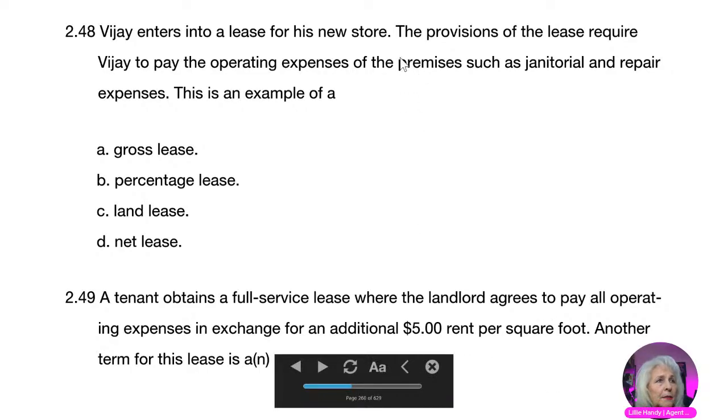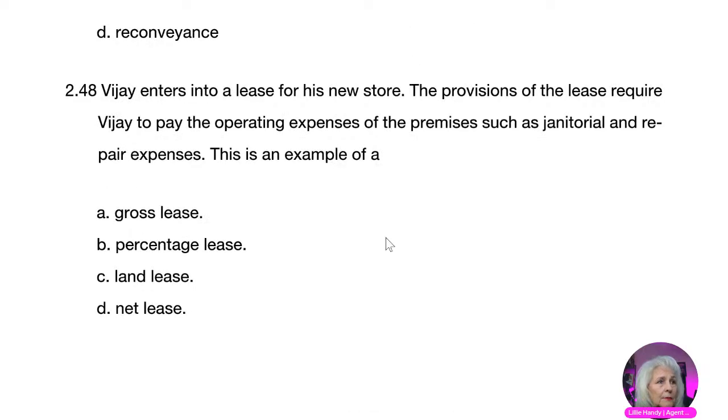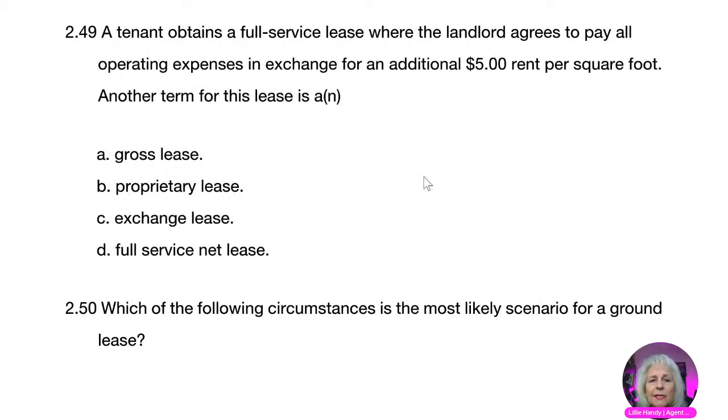Number 49. A tenant obtains a full service lease. What type of lease? A full service lease, where the landlord agrees to pay all operating expenses in exchange for an additional $5 rent per square foot. Commercial properties are usually rented per square foot compared to residential. Another term for this lease is A, gross lease, B, proprietary lease, C, exchange lease, or D, full service net lease.